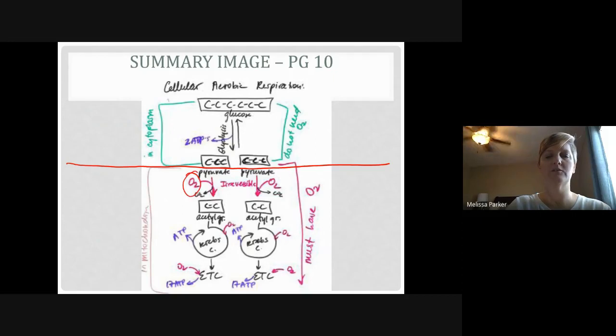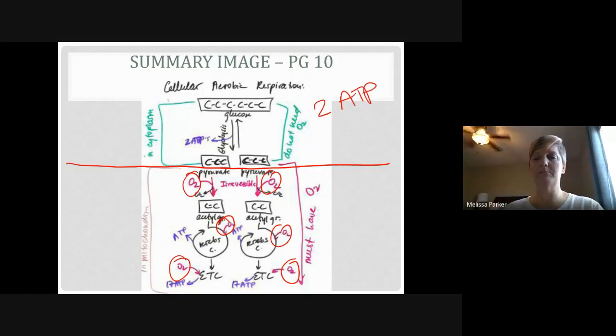Because this requires oxygen, this requires oxygen, this requires oxygen, right? So if I do not have oxygen because my heart is beating too fast, or I'm sick with pneumonia and I can't take in enough oxygen, my body is going to perform in anaerobic, which means without oxygen, conditions. So the most I can make are 2 ATP compared to 38 ATP. That's why we feel tired and fatigued when we don't feel so well, especially if our oxygen is being affected.